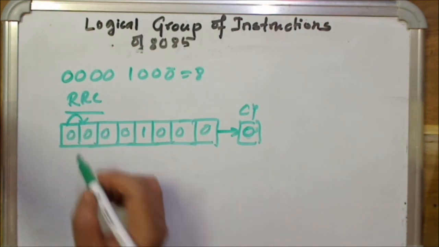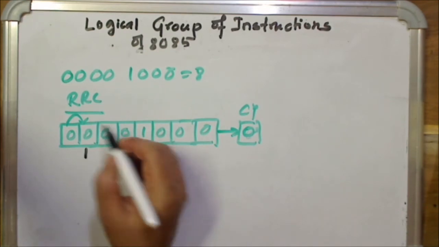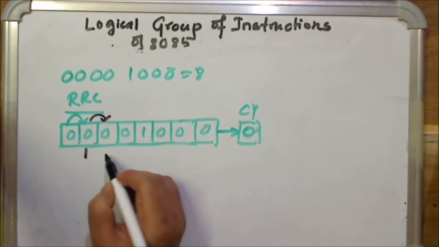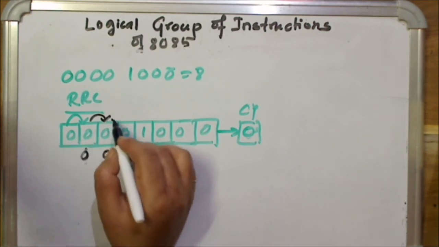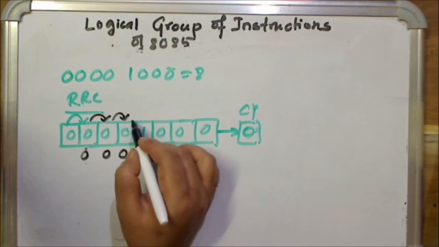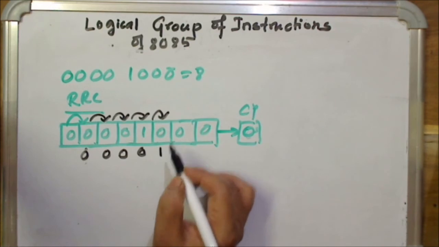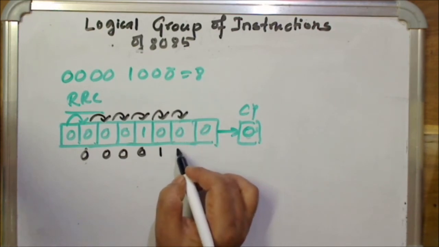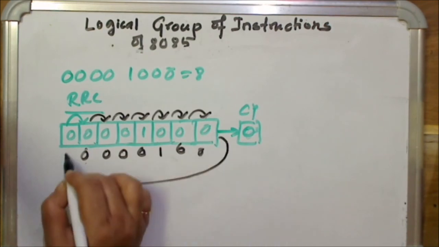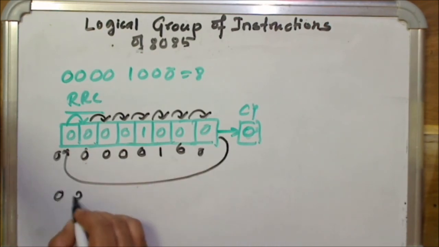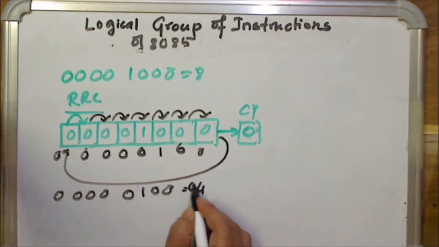If I write RRC, every bit will be shifted one place to the right. This bit will go here, this will become 0, this will become 0, and the 1 will move down, and the carry bit will come around to the front and become 0. So the number has turned to 0 0 0 0 0 1 0 0. That is 04 in hexadecimal.